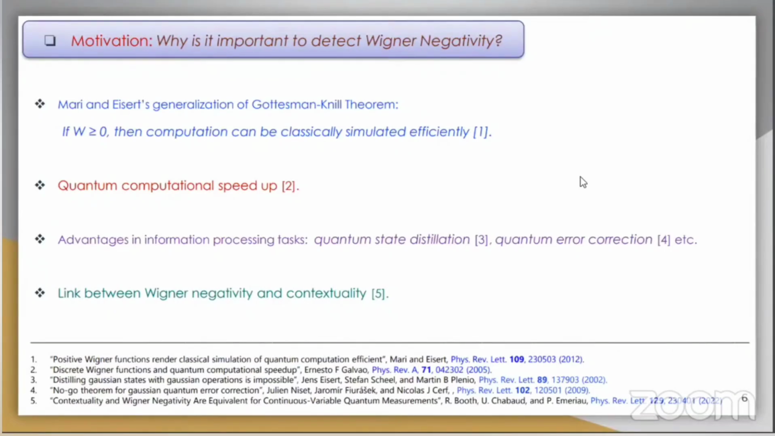And there are also follow-up works like quantum computational speedup. And also it has been shown that if there is Wigner negativity, then it gives us advantages in various information processing tasks. And recently it has been shown that Wigner negativity and contextuality are actually equivalent.